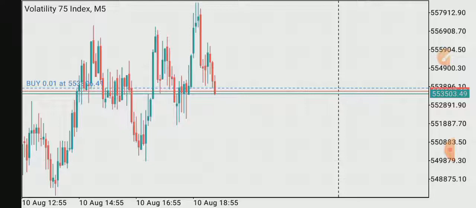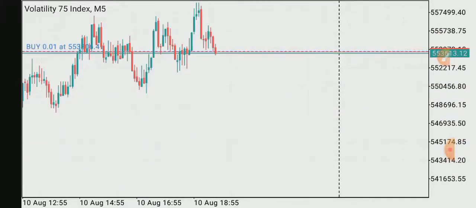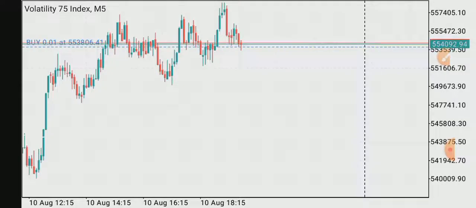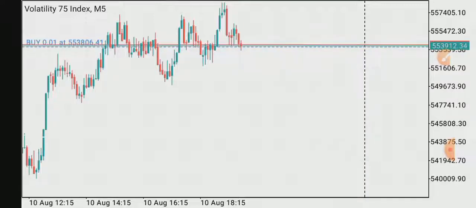So that is what support and resistance means. Support is the downside, while resistance is the upside. Support is at the bottom while resistance is at the top. So let me first draw my support and resistance to show you why I placed a buy.